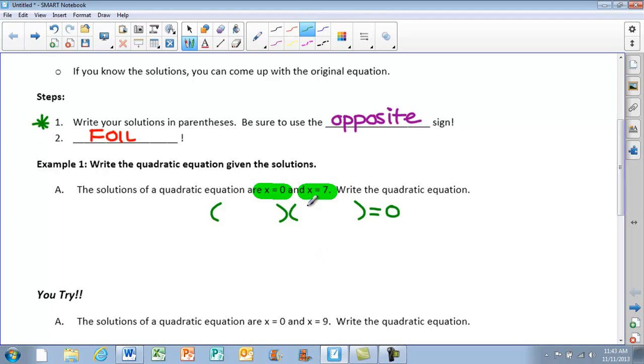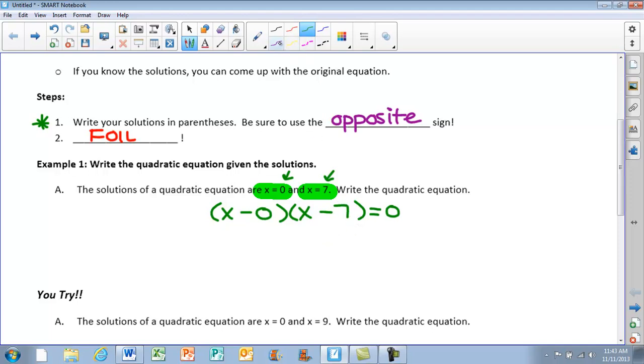Now, we also know that when we're writing binomials, we want to go ahead and start with our variable. So in both parentheses, I'm going to have x. Now, we just need to take the opposite sign of our two solutions. Well, our first one is 0, so that one doesn't really have an opposite sign. So I'm just going to go ahead and write x minus 0. And now we have a positive 7, so I'm going to write x minus 7.